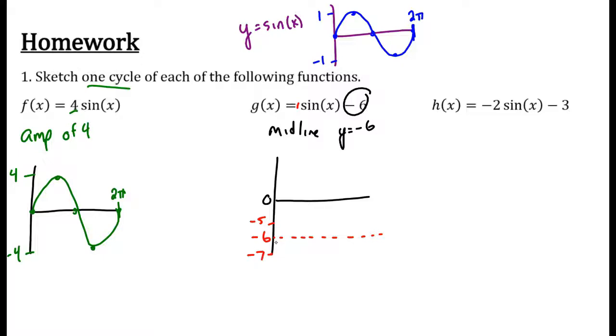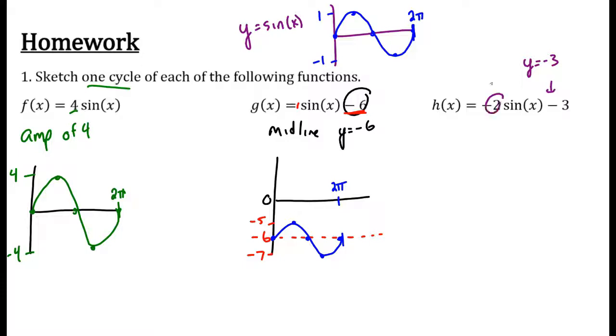Sine starts at the midline, goes to the maximum, midline, minimum, midline, still 2 pi. Maybe you should label the x-axis up there, 2 pi. That stops after 2 pi. So notice how I went to my midline, and then I went up and down my amplitude. Normally it's y equals 0, but here I shifted it down 6, and then from there I went up and down the amplitude. And finally, this last one here, I'm shifting down 3, so y equals -3 is the midline.